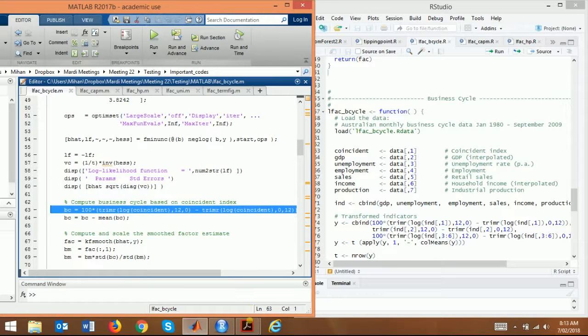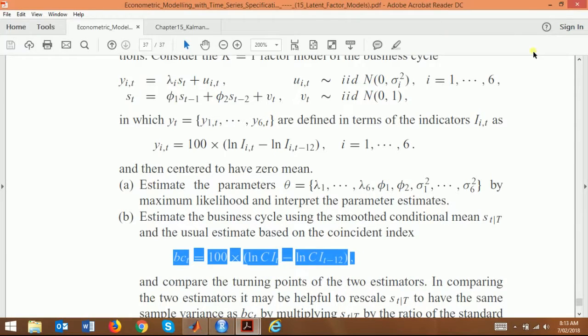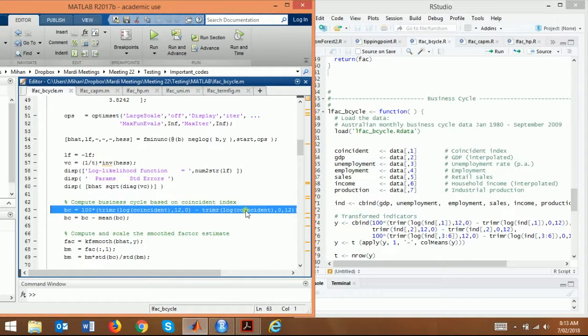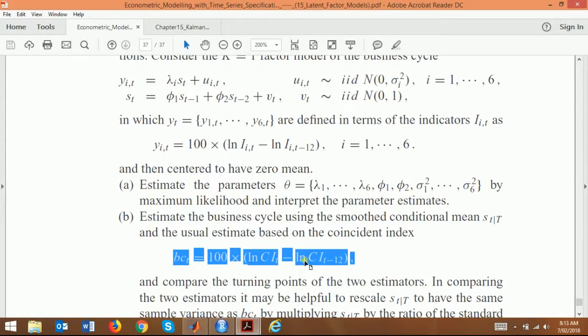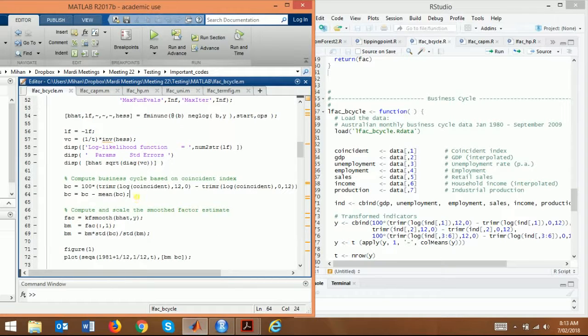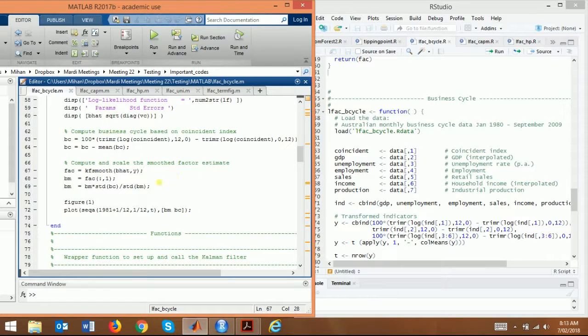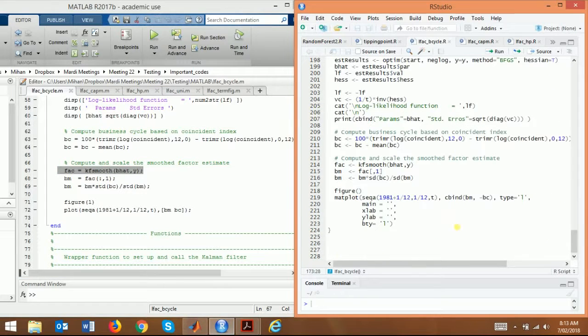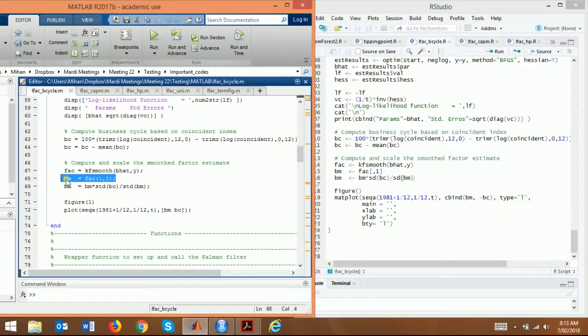Look for the coincident index. So coincident index, coincident 12 0 minus 0 12, BC minus mean BC. Taking the BC minus mean BC is the coincident index. So business cycle: compute and scale the smooth factor. Call the smooth factor. You have the smooth factor with you already. Coincident index, compute the, so smooth factor is all rows one column.